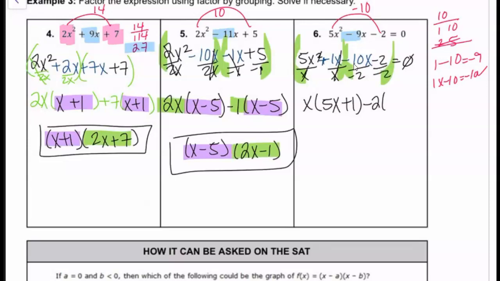Negative 10 divided by negative 2 is positive 5. Keep the x, so I didn't pull out an x, which is what we want. So we want to keep it positive 5. Negative 2 divided by negative 2 is positive 1. Which, once again, is what we want, because remember, we want these to match, equal 0.